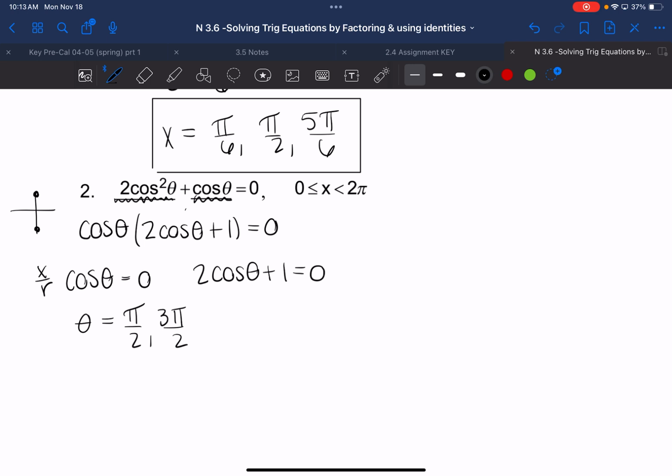All right. Now for this next one, we need to solve, right? Got to do a little solving. So what should I do first? Subtract 1. Subtract 1. So 2 cosine of theta equals -1. And then what should we do? Divide. So we're going to have cosine of theta is equal to -1/2.